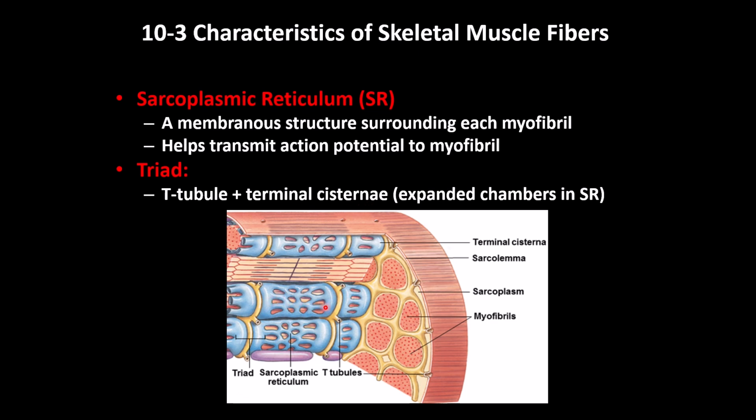So each sarcoplasmic reticulum has an expanded area. This is the T-tubule in the middle, and two expanded areas, two cisternae, together. All three of them are together. That is called the triad. So the triad is the T-tubule and the two cisternae of the sarcoplasmic reticulum, which is unique to the skeletal muscle, because the cardiac muscle and smooth muscle don't have the triad.